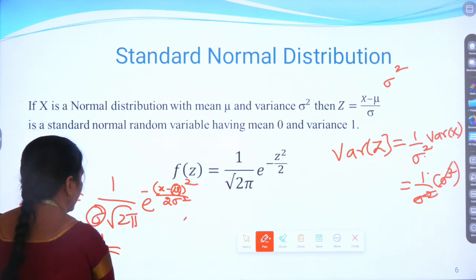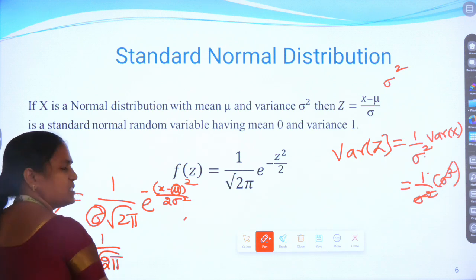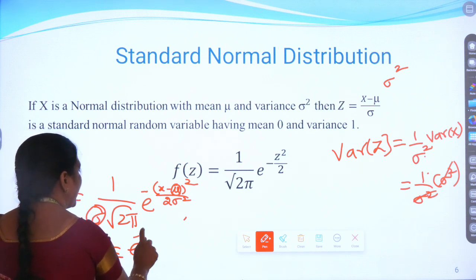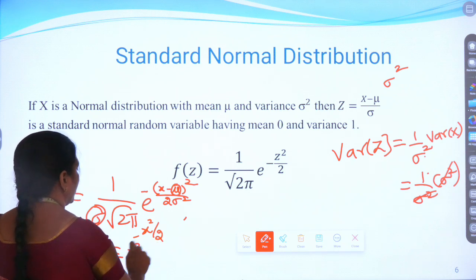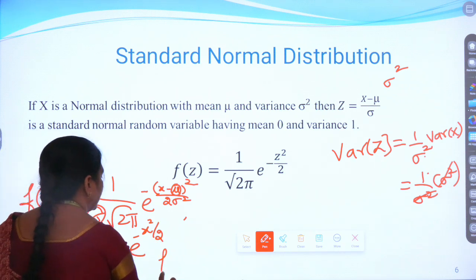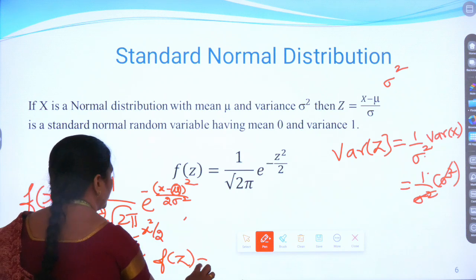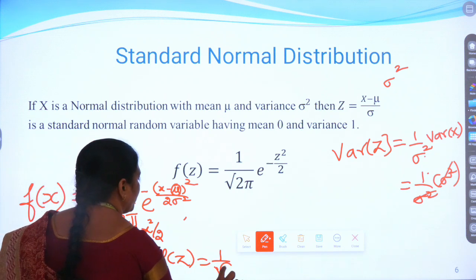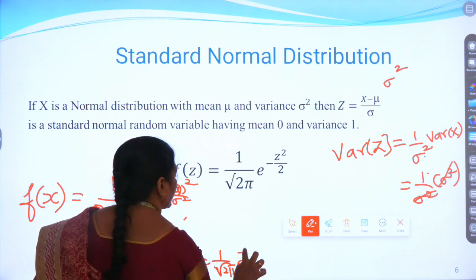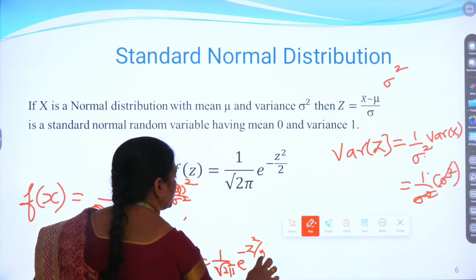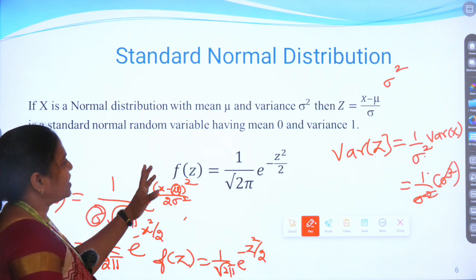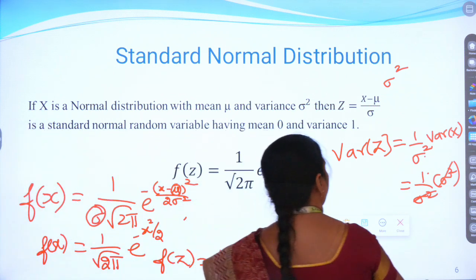How do you get the PDF? The probability density function is 1 by square root of 2 pi e power minus x square by 2. So we write this as f of z is equal to 1 upon square root of 2 pi e power minus z square by 2. This is the probability density function of the standard normal distribution.